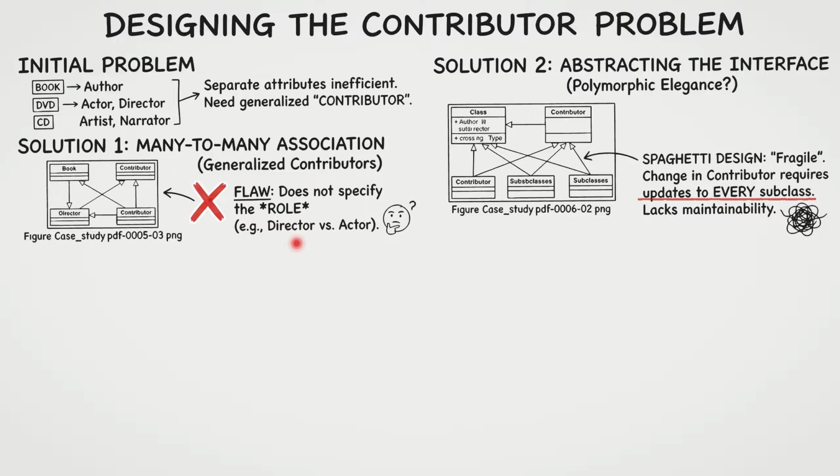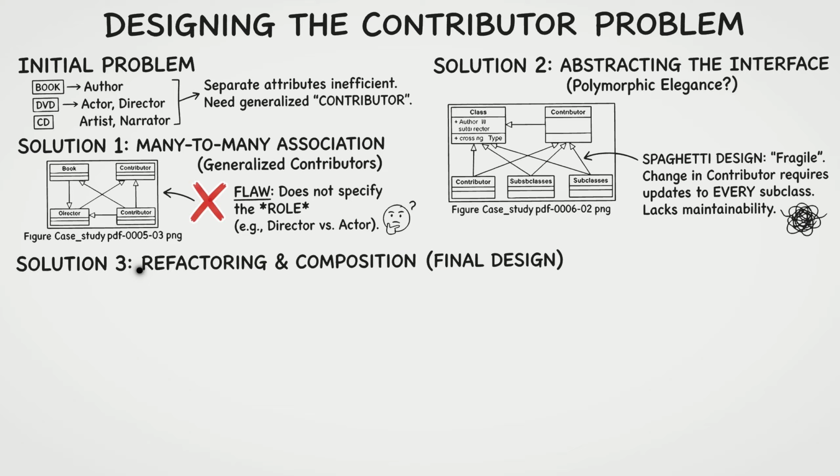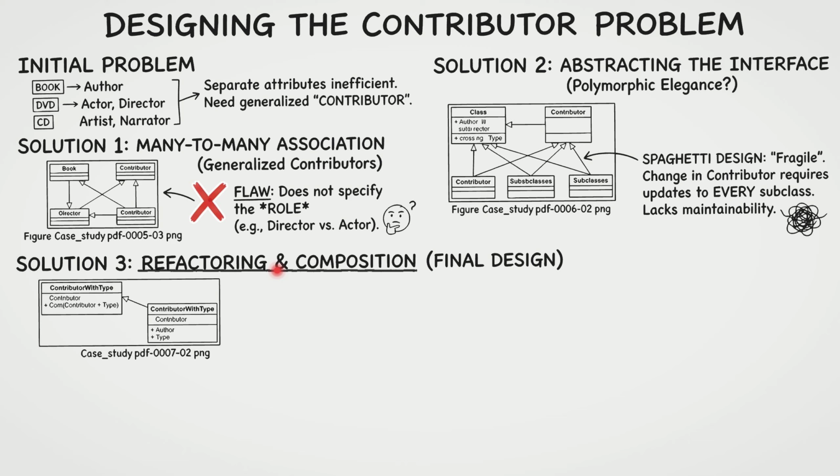So, we arrive at our final design, solution 3, which utilizes refactoring and composition. Refactoring is simply the process of improving internal structure without changing external behavior. Instead of relying on complex inheritance, we use composition alongside a supporting class to clearly identify those roles. Notice how a new class is introduced here. Contributor with type. This class acts as a bridge. As you can see in the diagram, it is actually composed of a standard contributor plus a specific type attribute such as director or author.